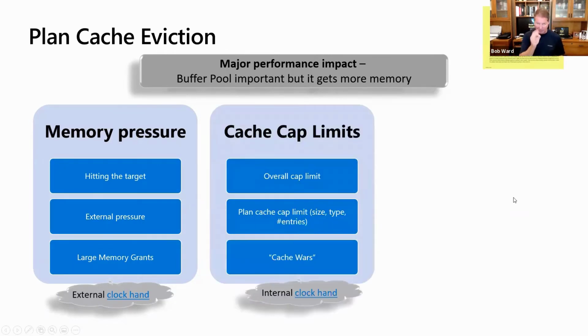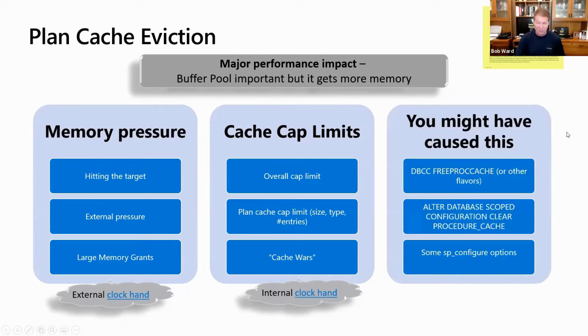We have limits on the cache. We have caps, overall cap limits. We have limits based on the size and type and number of entries. I call this problem cache wars, because we'll get into scenarios where we hit our limits because of other things running in the system. The internal clock, which is another column in these DMVs for your plan, will show, have you hit that clock? So you've got an external clock and an internal clock, both potentially moving, and if either one of those clock hands hits a certain number, we have a candidate to evict the plan from cache. We don't evict it immediately in these clock scenarios. It takes a certain number of ticks on the clock to decide, oh, we've had enough passes here that maybe this plan needs to be evicted.